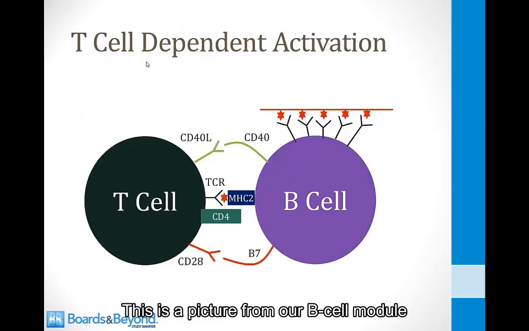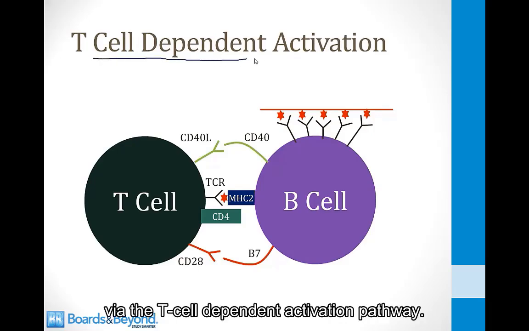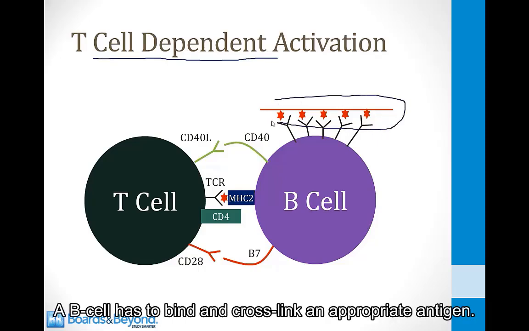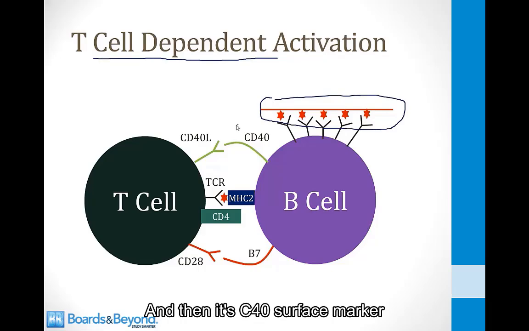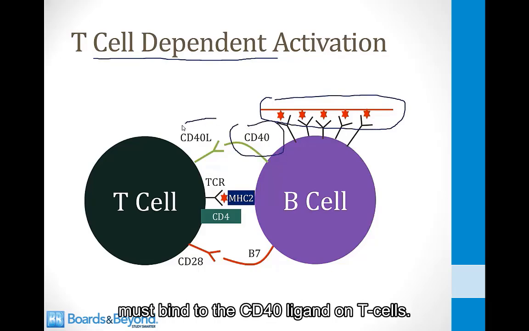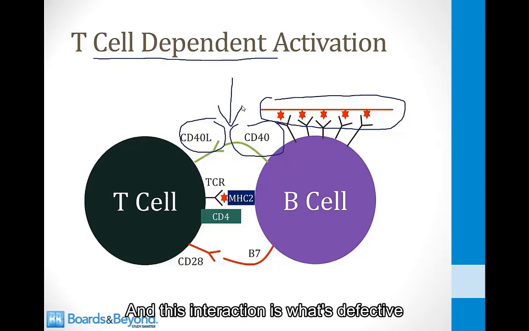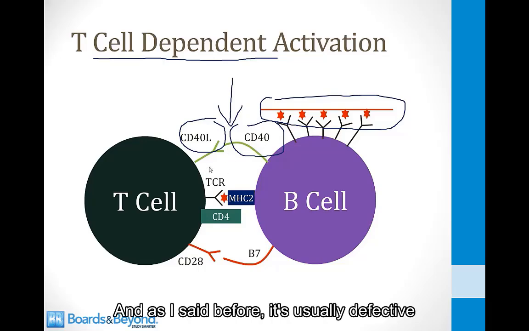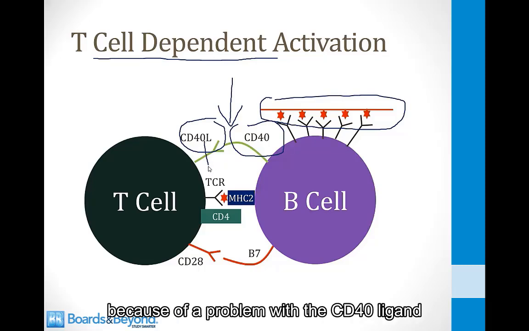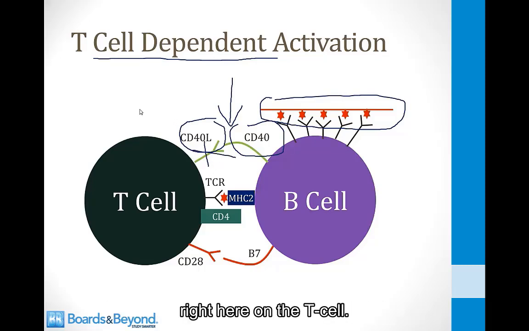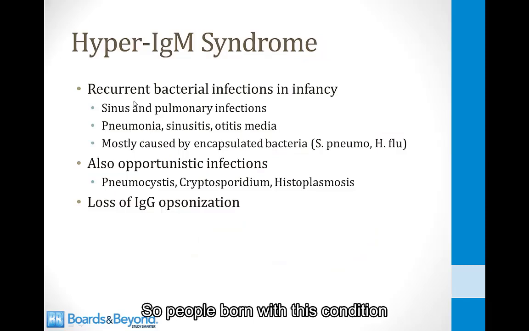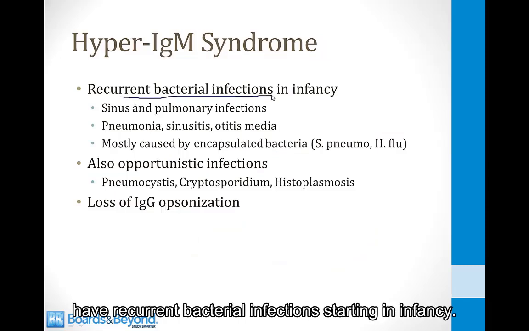This is a picture from our B cell module showing a fully activated B cell via the T cell dependent activation pathway. A B cell has to bind and cross-link an appropriate antigen, and then its CD40 surface marker must bind to the CD40 ligand on T cells, and this interaction is required for class switching, and this interaction is what's defective in the hyper-IgM syndrome. And as I said before, it's usually defective because of a problem with the CD40 ligand right here on the T cell. So people born with this condition have recurrent bacterial infections starting in infancy.